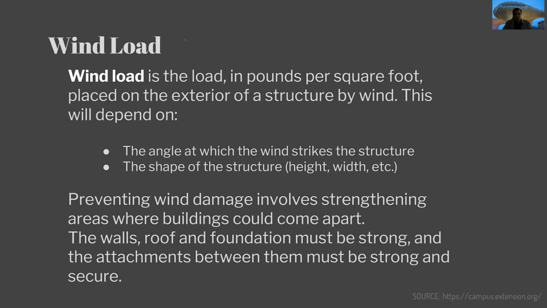After, we have wind loads, which are the loads in pounds per square foot placed on the exterior of a structure by the wind. It will depend on the angle of the wind and on the shape of the structure. It's very important to prevent wind damage because we need to make the building stronger in order to eliminate the possibility that the building comes apart. The walls, the roof, and the foundation must be strong, and the attachment between them must be strong and secure, especially in places where we have a lot of wind loads, like Florida.